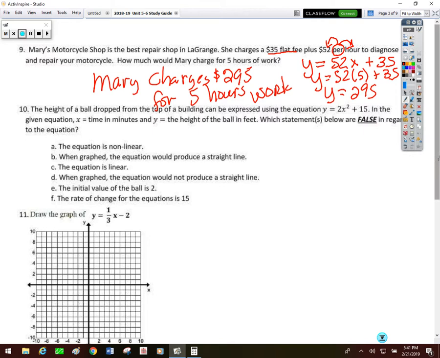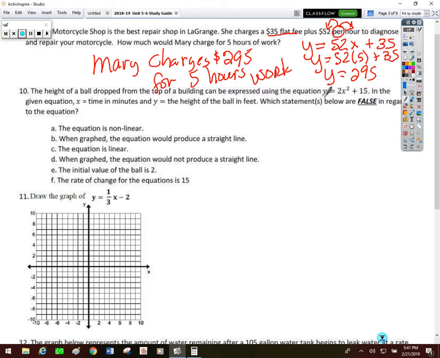The height of a ball that is dropped from the top of a building can be expressed by the equation y equals 2x plus 15. In the equation, x is time. So what I want to do is find which one of these are false, all right? The equation is nonlinear, so without graphing it, I can look right here really quick. I know this is a nonlinear equation because that exponent is bigger than 1, okay? So right now, that's a false statement. I'm sorry, excuse me. That one is true, excuse me. That one is a true statement, right?